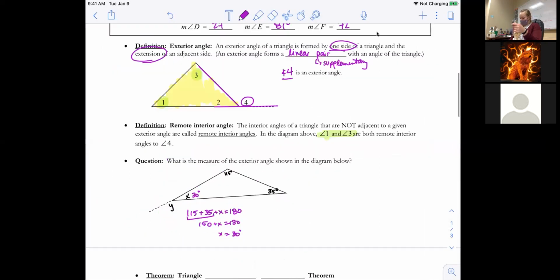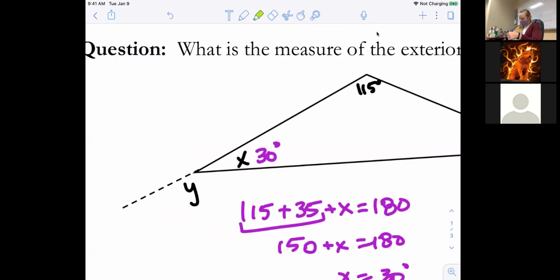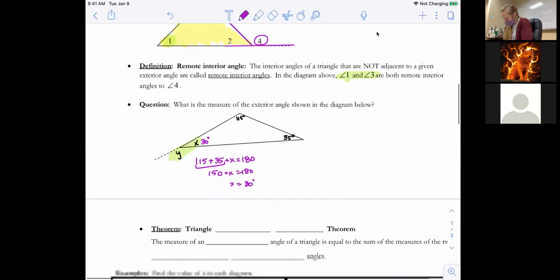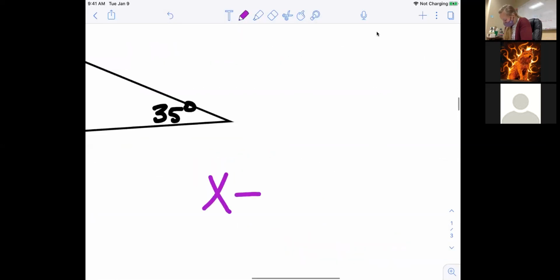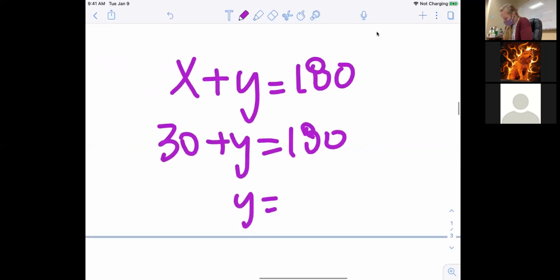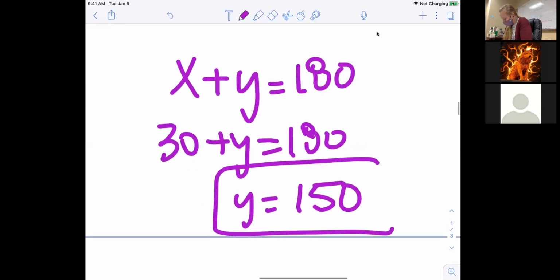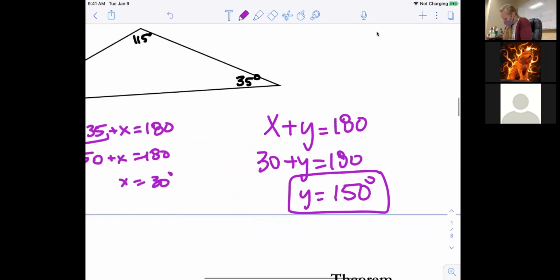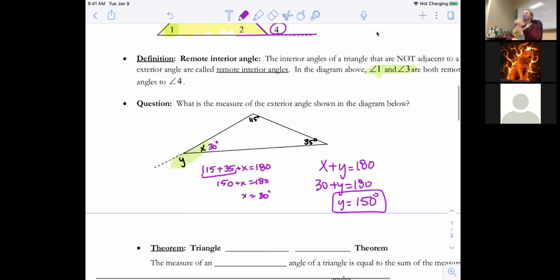All right, now let's find Y. What's the relationship between X and Y again? Linear pair, and linear pairs are? Supplementary. Good, more of us said that. I love it. So we're going to do X plus Y equals 180, or you can subtract 30 from 180, whatever makes you happy in your head. I know that X is equal to 30, so I have 30 plus Y equals 180. Then we minus 30, and Y equals 150. All right, pretty cool, right?